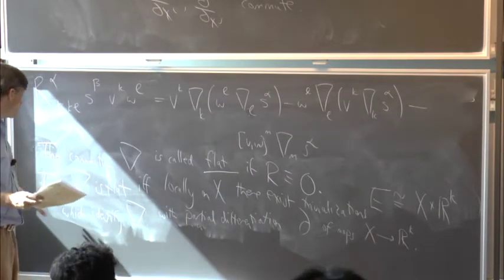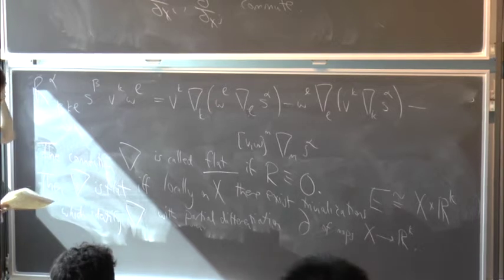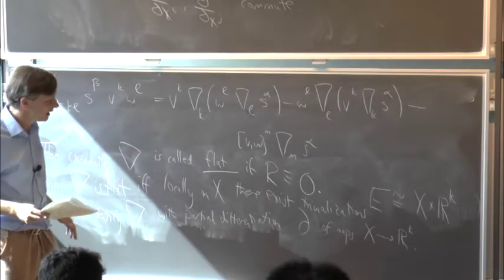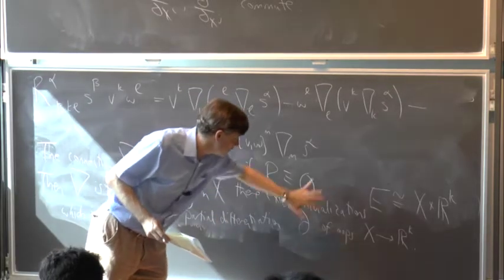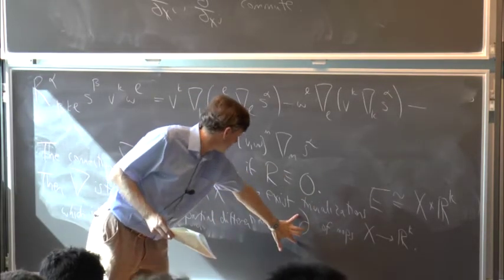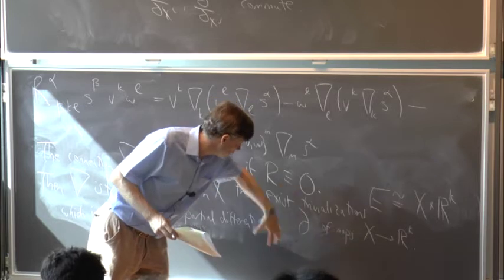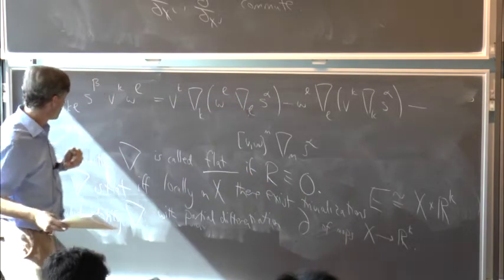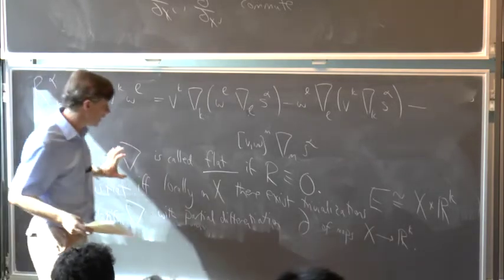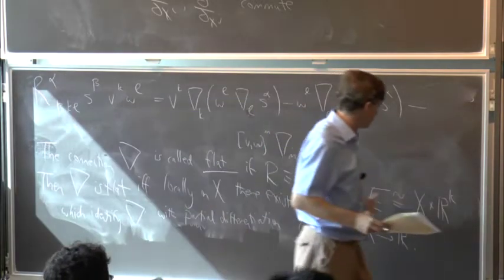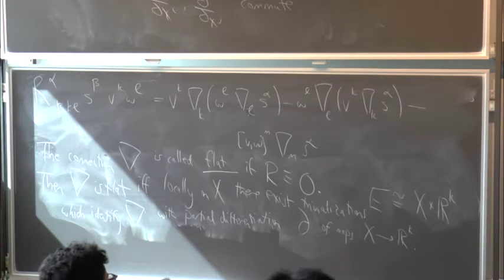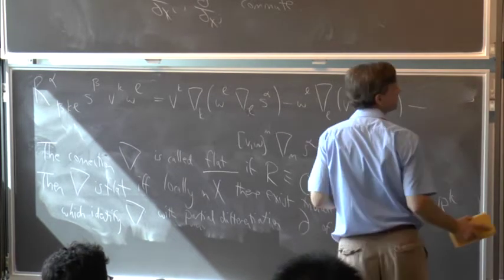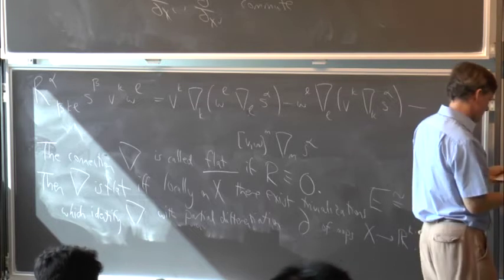Okay, so this is a non-trivial theorem. It follows from, I think, the Frobenius theorem. So one direction is easy. If you can trivialize it, then because partial derivatives commute, you'll see that the curvature is 0. The converse, that if the curvature is 0 then the thing is locally trivial, that's a non-trivial fact, really a fact about PDEs. Okay.